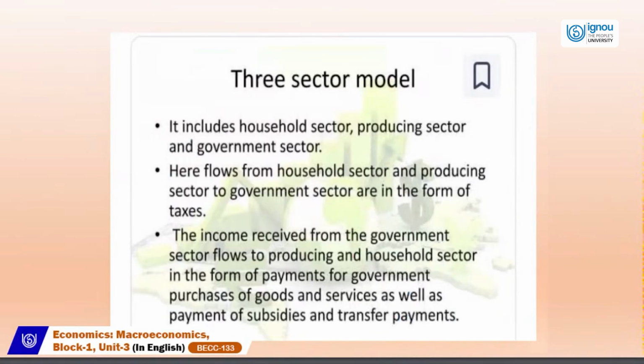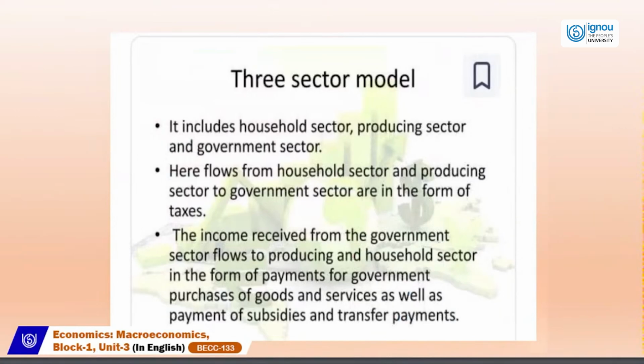Whatever income is received by the government sector flows back. That means whatever amount or revenue is received by the government is ultimately used for public services, and the sectors involved in public services are the households and the businesses and firms. So this is called the circular flow of income. What we produce, we use the same income.